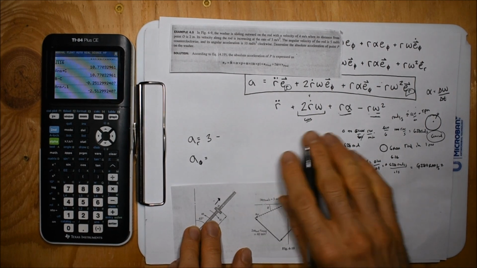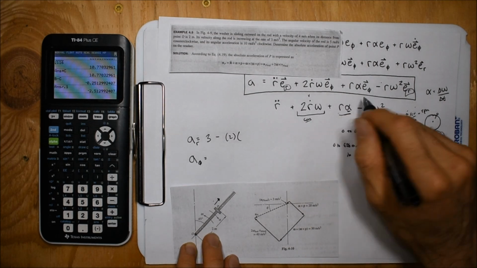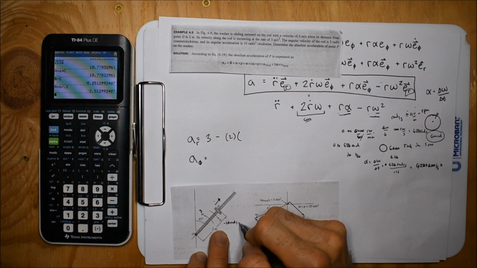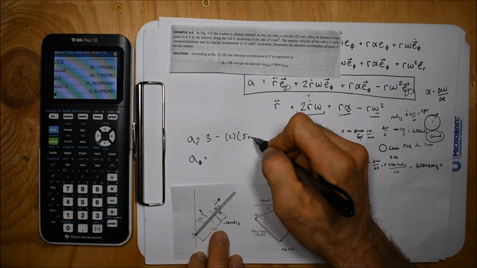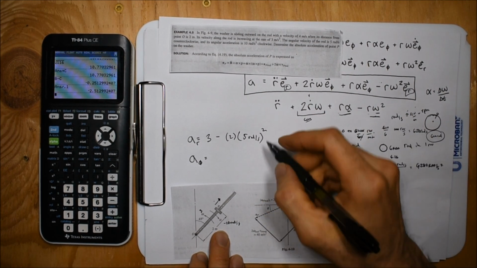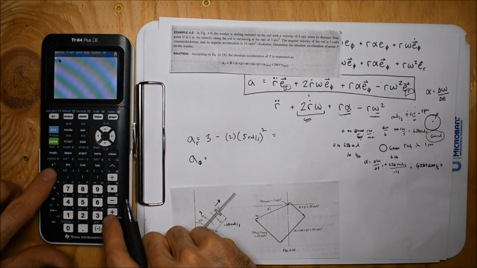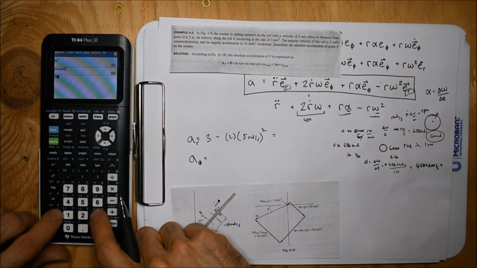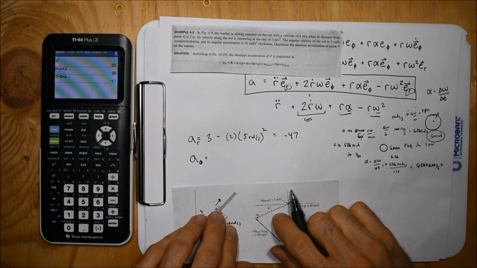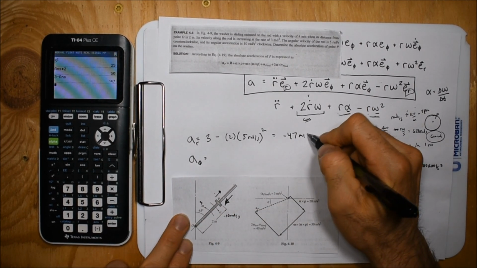So we got 3 minus, well, 2, and then this is 5, acceleration is negative 10 radians per second. So this is 5 radians per second, and we're squaring that. Okay, perfect. So that is going to be 2 times, so we got 5 squared times 2, 3 minus that. So we got negative 47. You know what I mean?